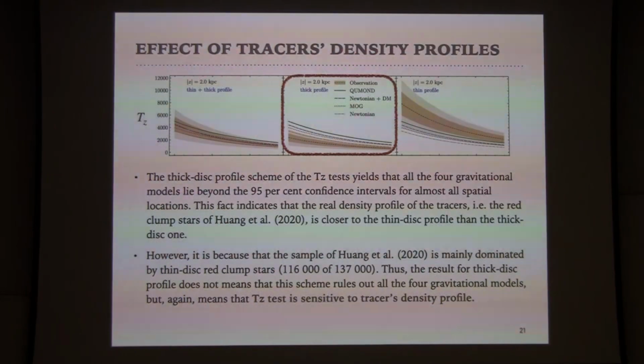This suggests that the actual density profile for our tracers is likely closer to a thin disk one. However, as I mentioned before, we should note that this sample is mainly composed of thin disk red giants. Therefore, the result of the thin disk profile doesn't necessarily rule out any of the 4 gravitational models. Instead, this outcome highlights again the sensitivity of the TZ test to the tracer's density profile.